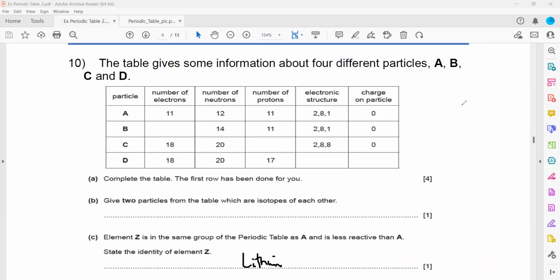So how we identify? We identify first that they mention it's a group 1. Why? Because the configuration. And A is actually sodium. And as we go down the group, the reactivity increases, like they become more reactive. But Z is less reactive, so Z is above A. So which element is above sodium in group 1? That is lithium. So lithium is a right answer.